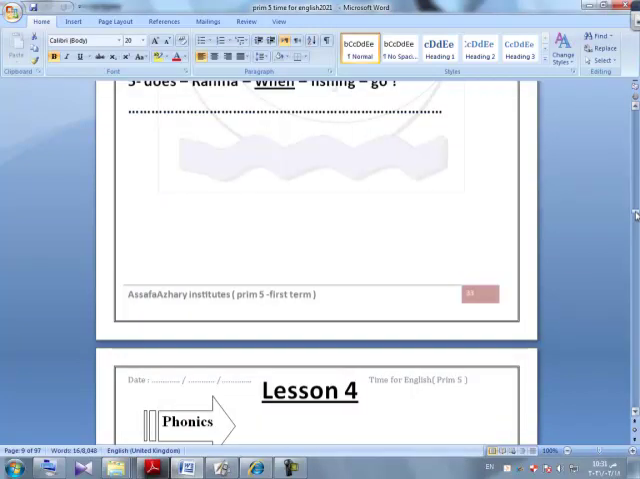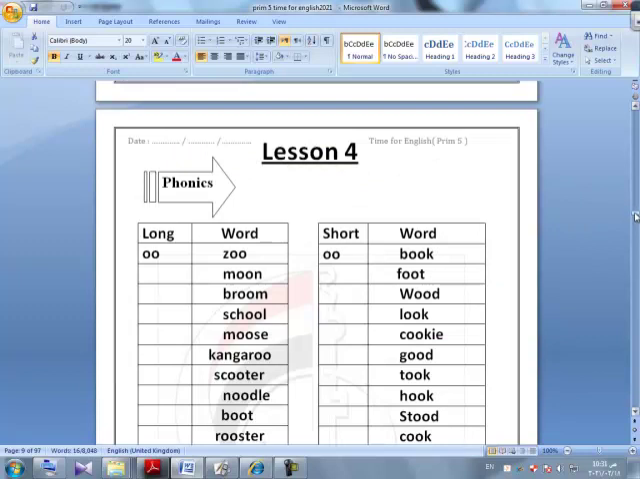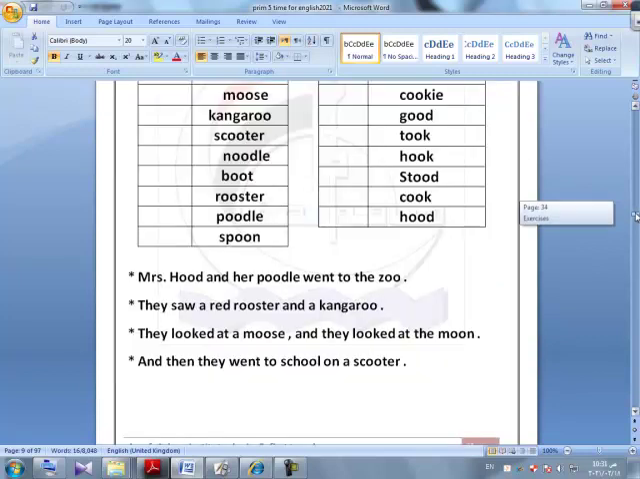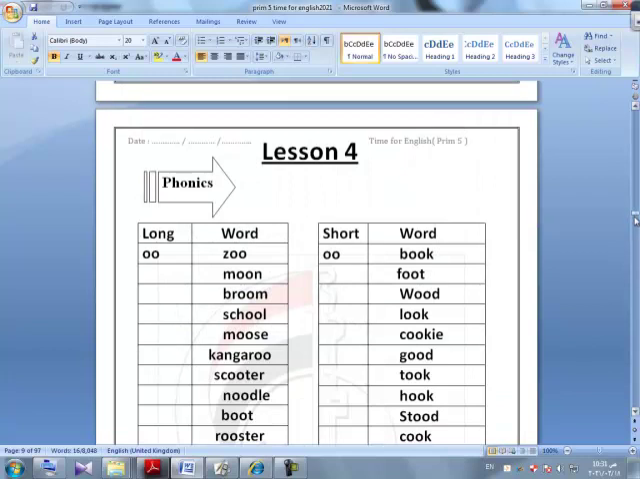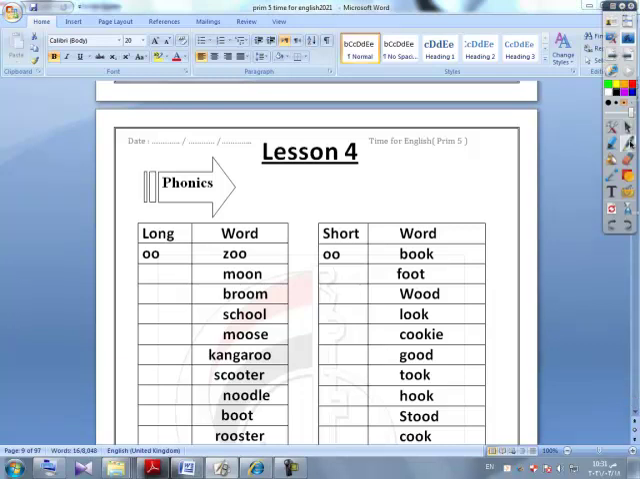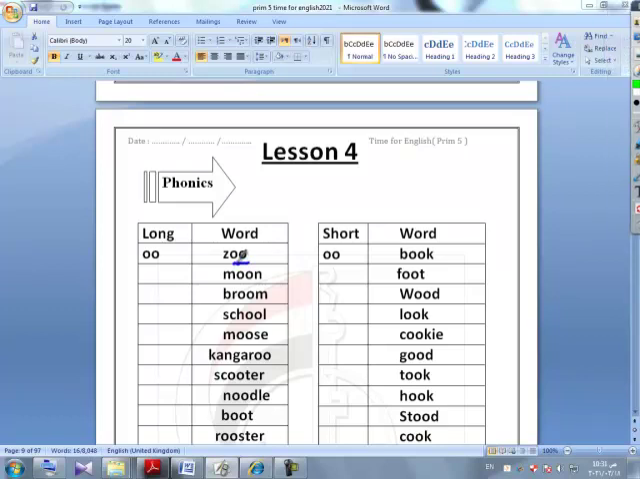Lesson 4. For next time, the difference between short O and long O. Okay. The first column, we used the long O, like zoo. Zoo. What is the meaning of zoo?